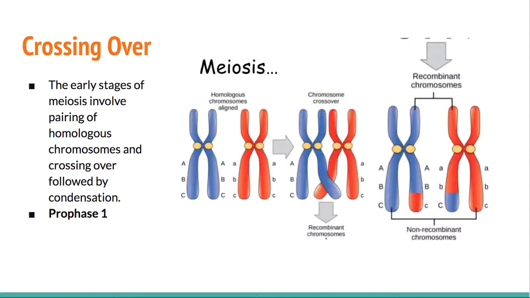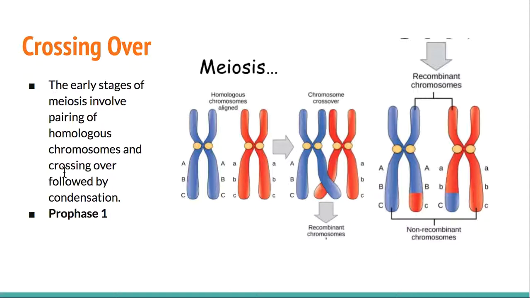The 2 very important stages that you will be asked for are prophase 1 and metaphase 1. In prophase 1, this is the early stage of meiosis, which involves pairing of homologous chromosomes and crossing over, followed by condensation. So you need to remember this. It's prophase 1 and crossing over, because this is one of the 2 things that contribute to genetic variation.